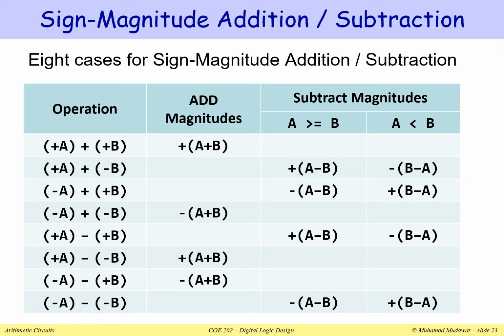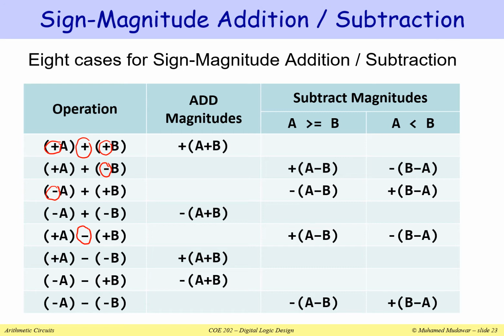A can be positive, it can have a plus sign, or it can be negative, it can have a negative sign. The same thing for B, it can have a positive sign, or B can have a negative sign. Finally, the operation itself can be add or subtract. So if you look at all of these cases, we have 8 cases in total.